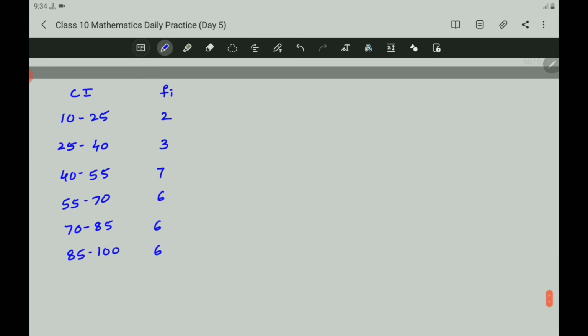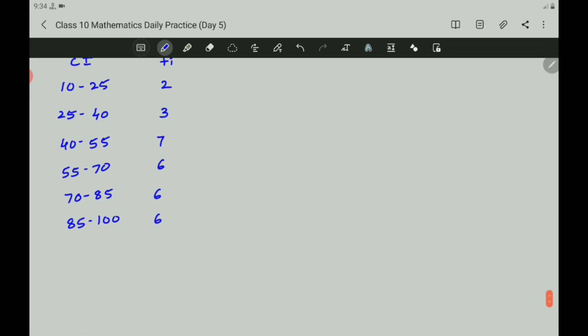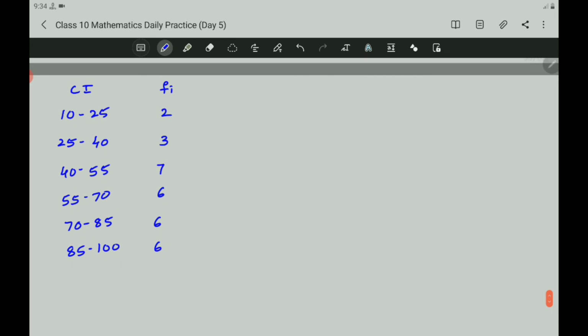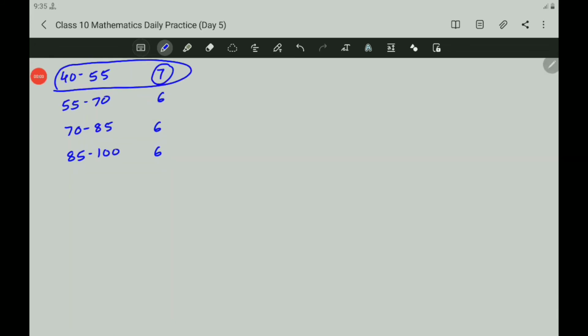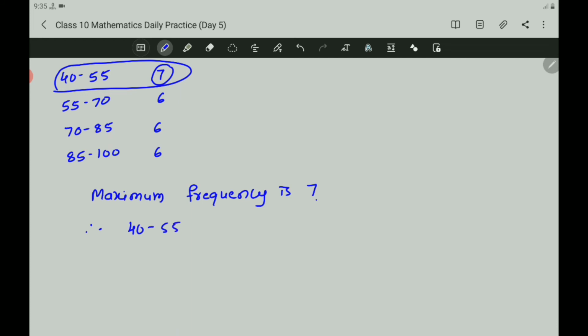To find the mode, we have to find the maximum frequency. Here which is the maximum frequency? 7. So which is the modal class? The modal class is this one. 40 to 55 is the modal class, as 7 is the maximum frequency. Therefore 40 to 55 is the modal class.